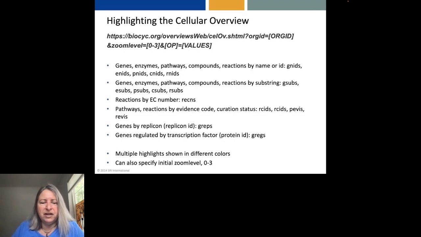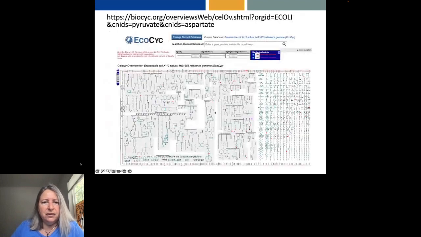coli, but more relevant to something perhaps human, which has multiple chromosomes. And you can highlight genes regulated by some transcription factor. And you can include multiple ones of these. So this is an example.